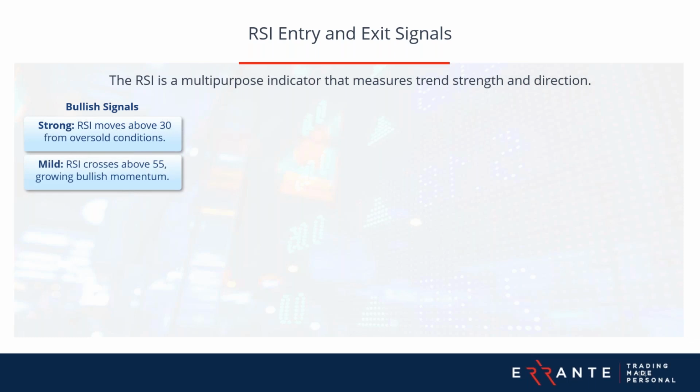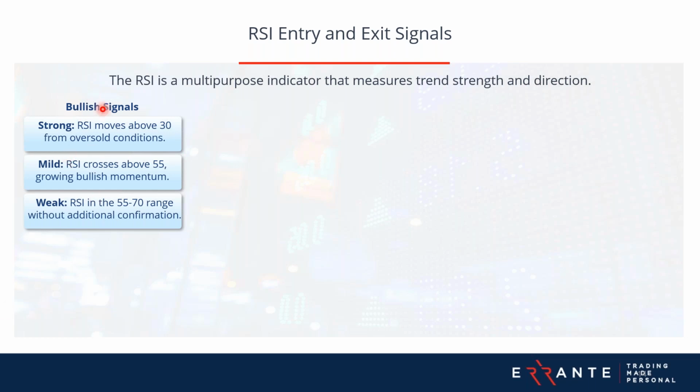The next one is a mild signal. When the RSI crosses above 55, it indicates growing bullish momentum. This isn't an emphatic, strong signal, but suggests that the market is gaining strength. Traders might see this as a confirmation to hold on to existing long positions or to consider new long entries.